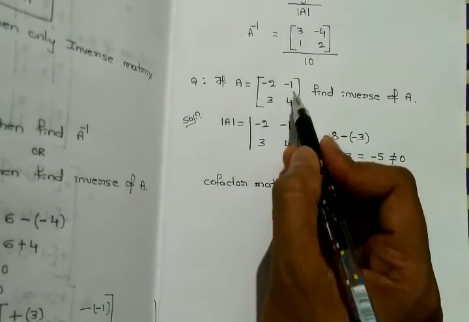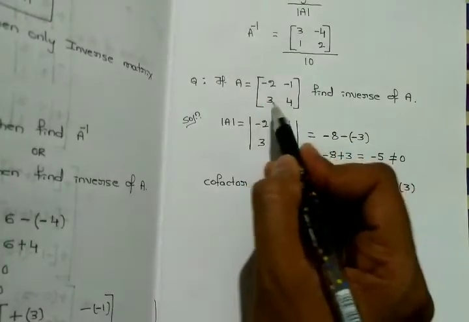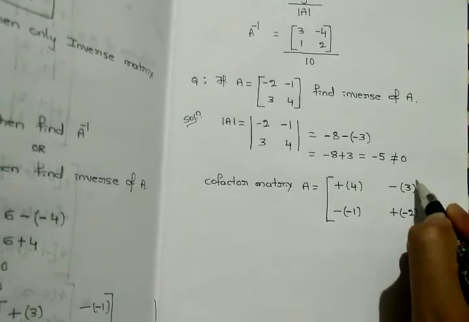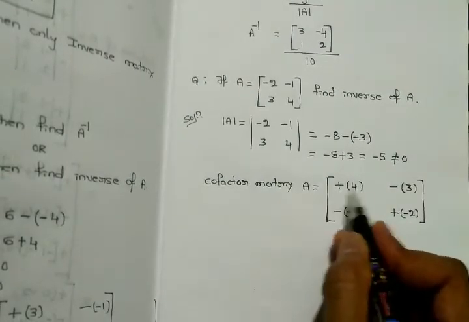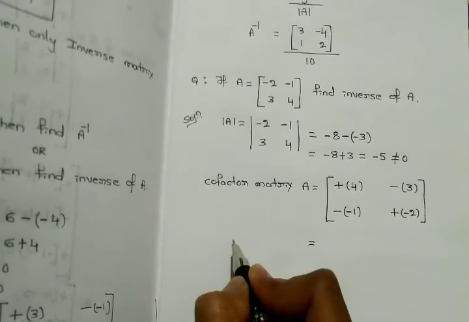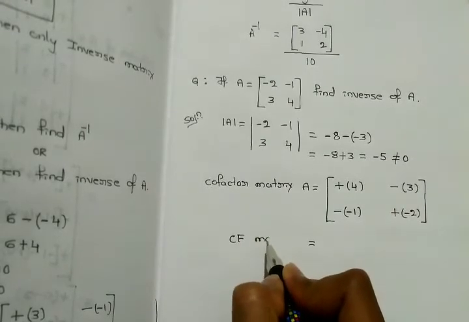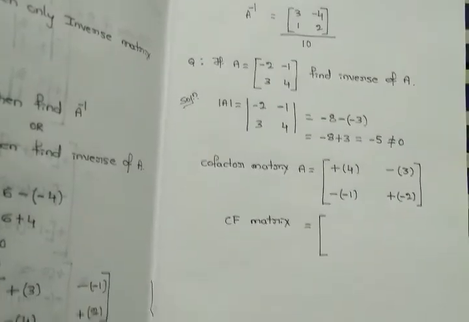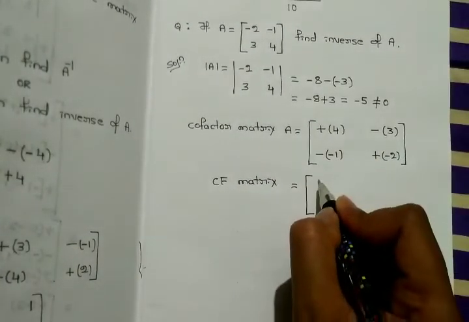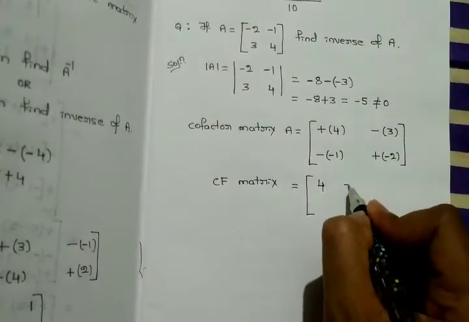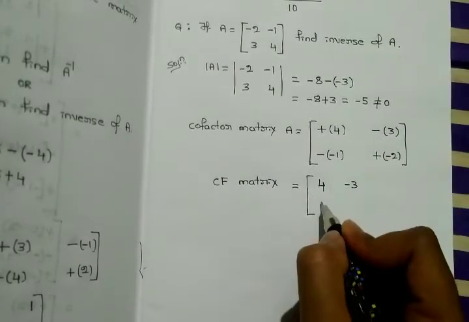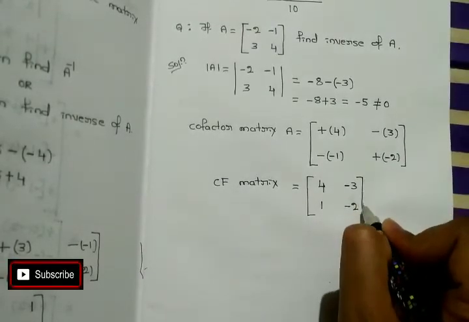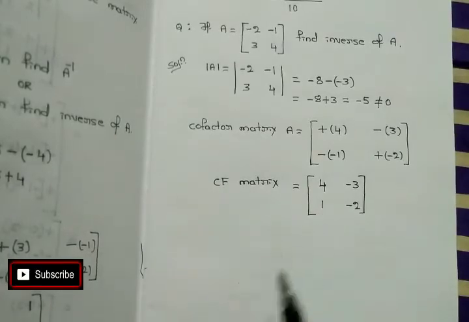Fourth element is 4, delete the column and particular row. So what is the remaining element? -2. Close the bracket. So next, multiply the sign. Therefore, cofactor matrix is equal to, plus into plus is plus 4, minus into plus is -3, minus into minus is plus 1, plus into minus is -2. So you got the cofactor matrix.